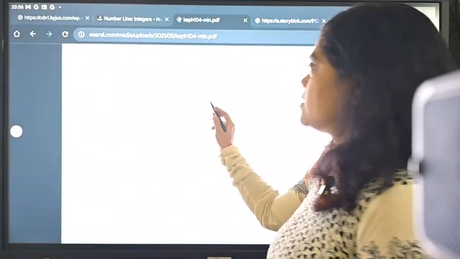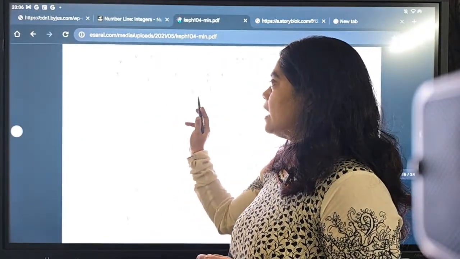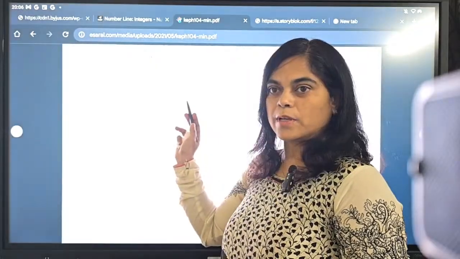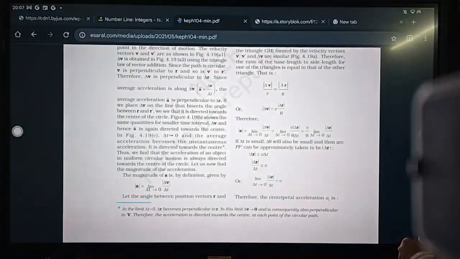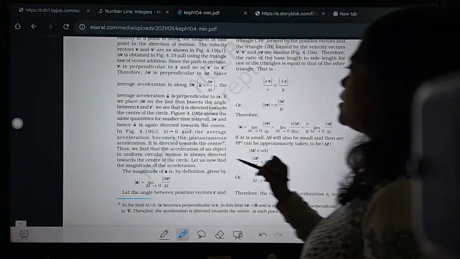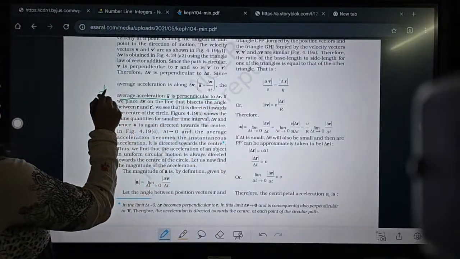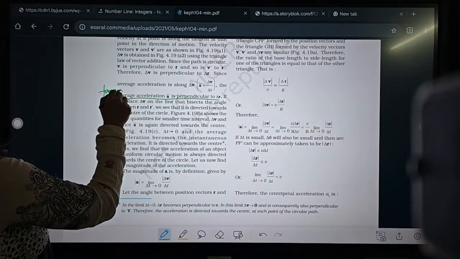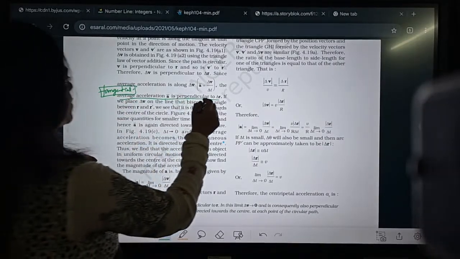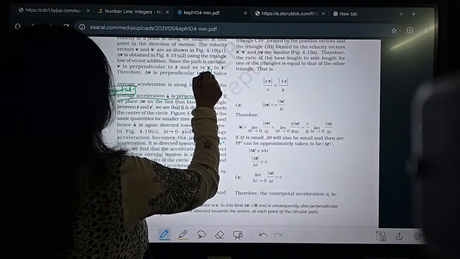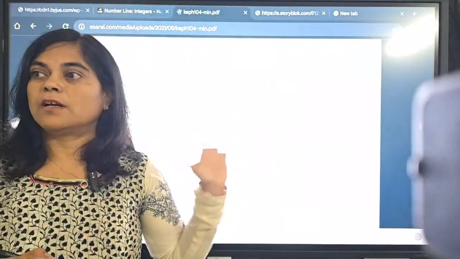Instantaneous. So we can usually name this tangential acceleration as average acceleration too. This average acceleration is perpendicular to delta r, it says. This is also a very important point. You should consider this average acceleration, or we can say this tangential acceleration. Tangential means the movement we are talking about. It is exactly perpendicular to this delta r.